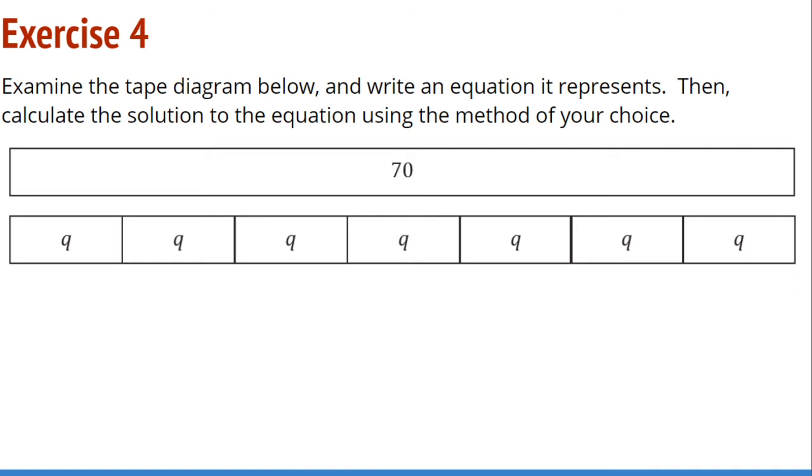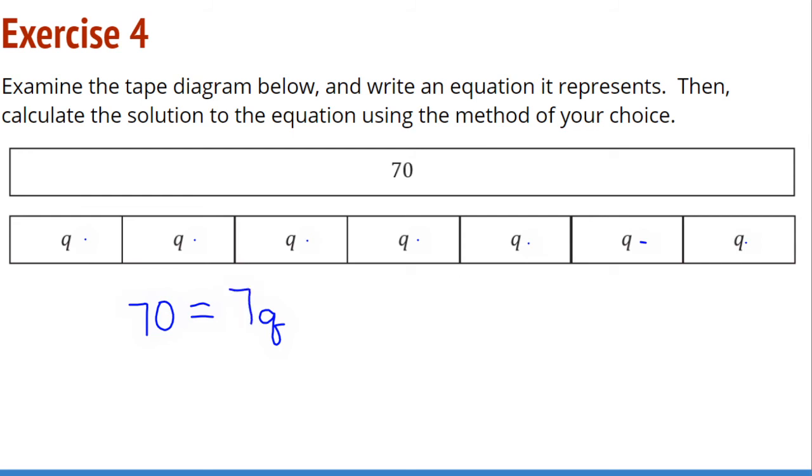Exercise 4. Examine the tape diagram below and write an equation it represents. Then calculate the solution to the equation using the method of your choice. Well, two tapes, and they are equal to each other, so I'm going to put the first tape here as 70. My other tape is made up of Q's, and it says there's 1, 2, 3, 4, 5, 6, 7 of them.